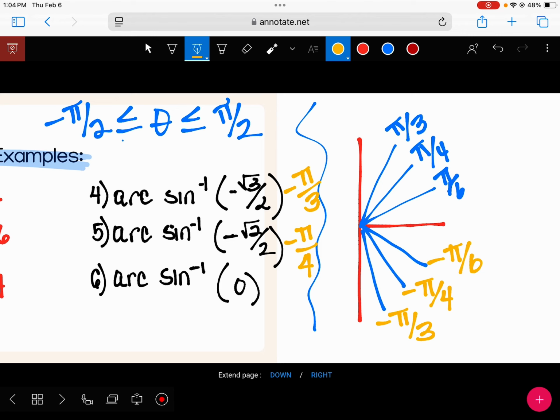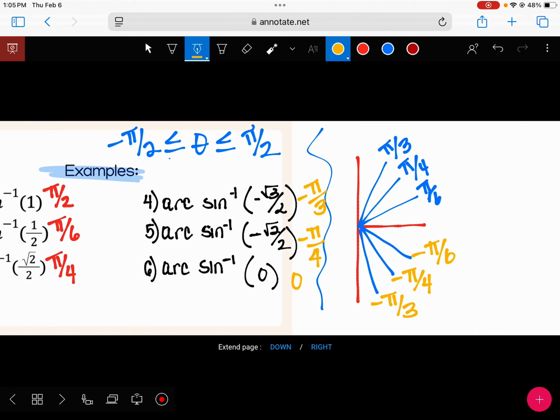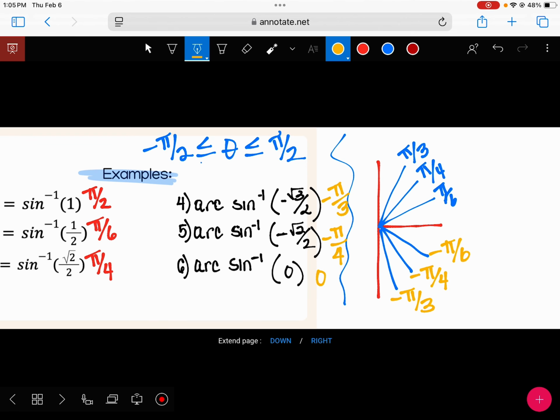All right, lastly, what angle has a sine value of 0 degrees? 0. All right, so that's inverse sine. Any questions about inverse sine? So inverse sine is in quadrants 1 and 4. Your answers have to fall between negative pi over 2 and positive pi over 2.